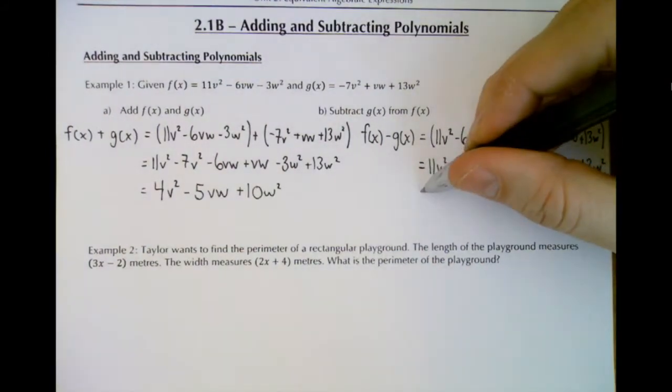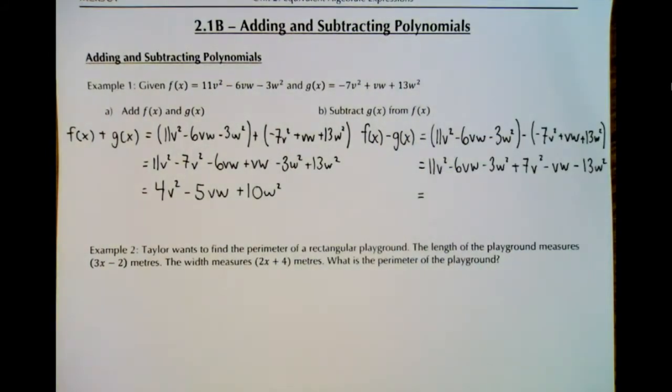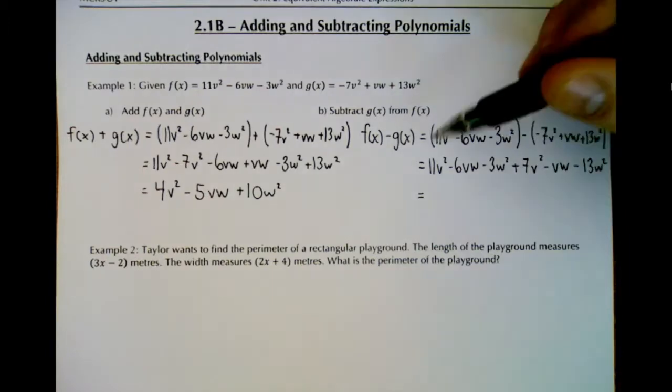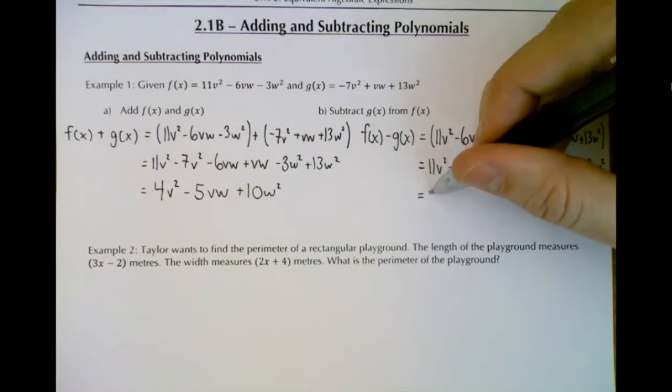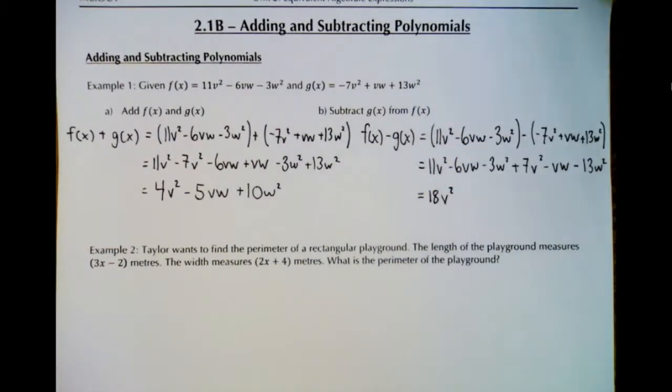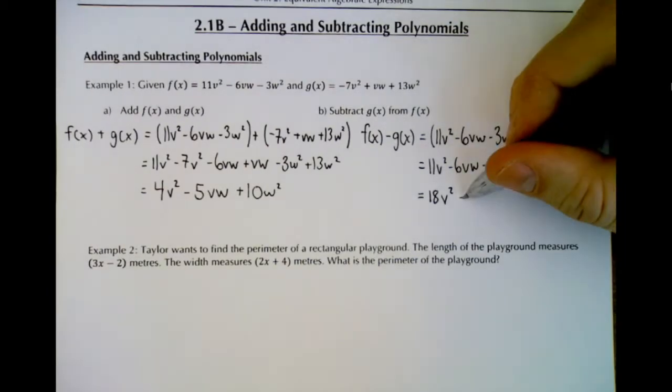The collecting of like terms is done the same way. Now, I'm not going to rearrange this, I'm just going to strategically add the like terms. So we've got 11v squared plus 7v squared, that would be 18v squared. Negative 6vw minus a vw is negative 7vw.